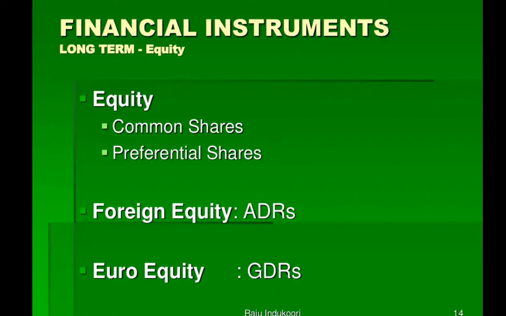So financial instruments, first equity: common shares and preferential shares. The common shares are those available in the stock market. Preferential shares, more commonly referred to as preferred stock, are shares of a company stock with dividends that are paid out to shareholders before common stock dividends are issued. Foreign equity, like ADRs, we have a currency for trading. Euro equity, also GDR.